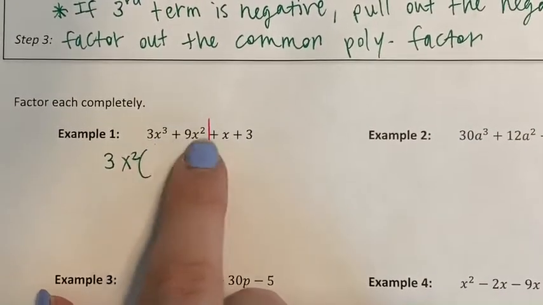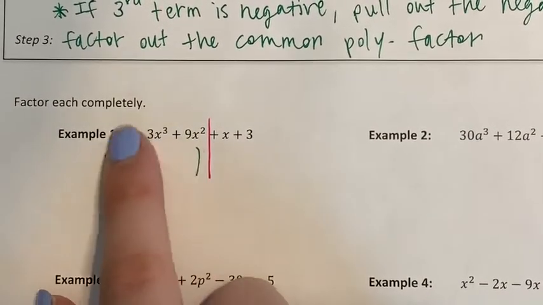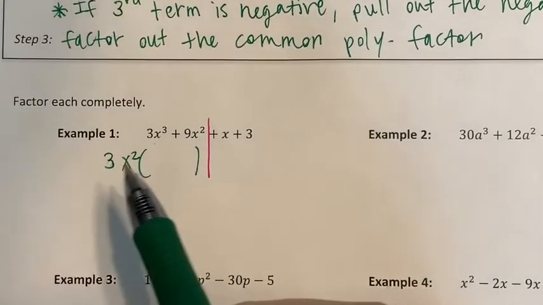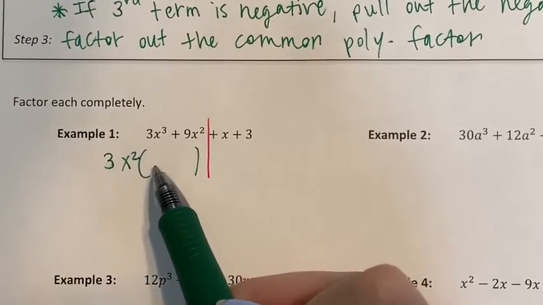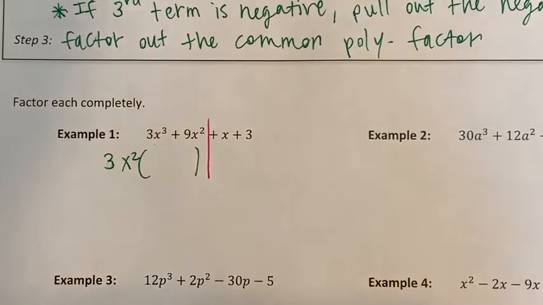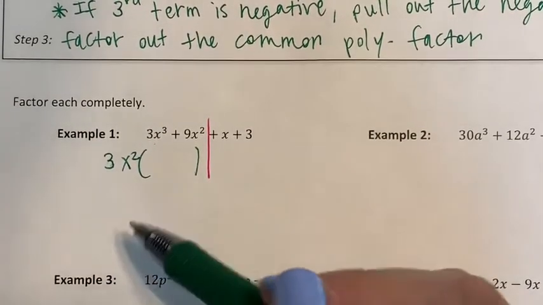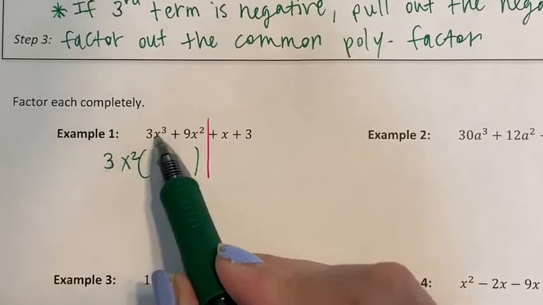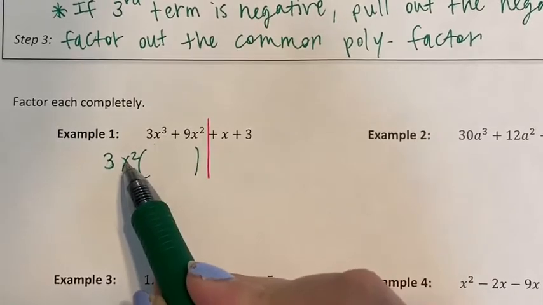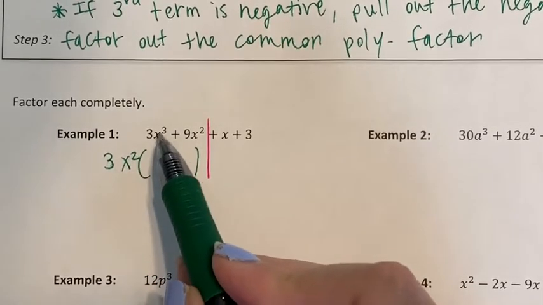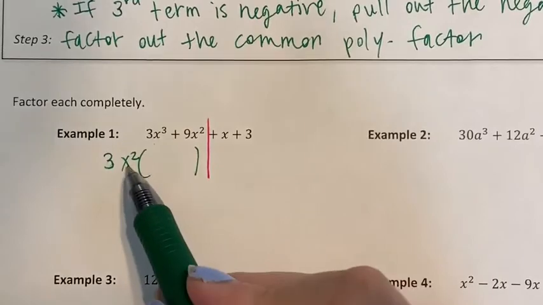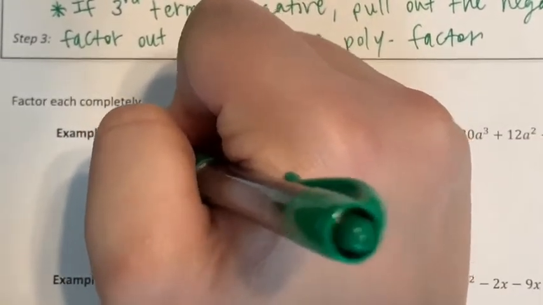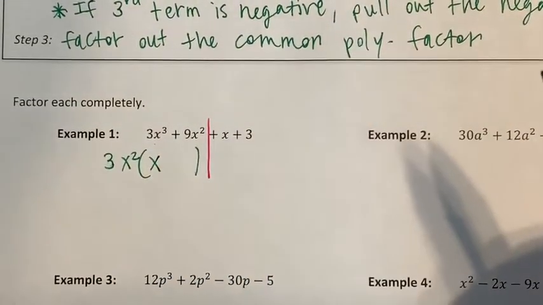So for my first 2 terms, I can pull out a 3x squared, and then we have to do like we did last week. I have to say 3x squared times what gives me 3x cubed, or you can think of it as like backwards distributive property. Well, we've already got the 3 taken care of, but I still need to add another x because x cubed is x times x times x, and I only have 2 here, x times x. So I would say 3x squared times x gives me 3x cubed.